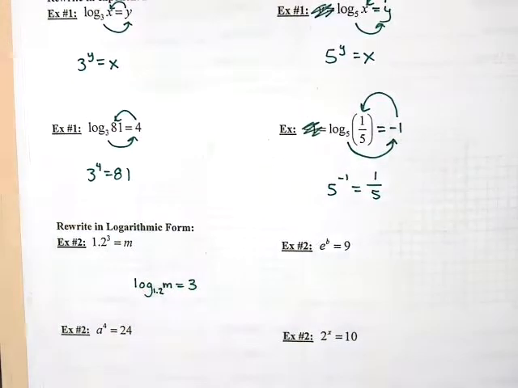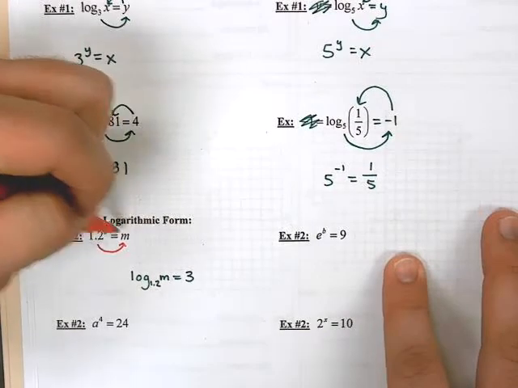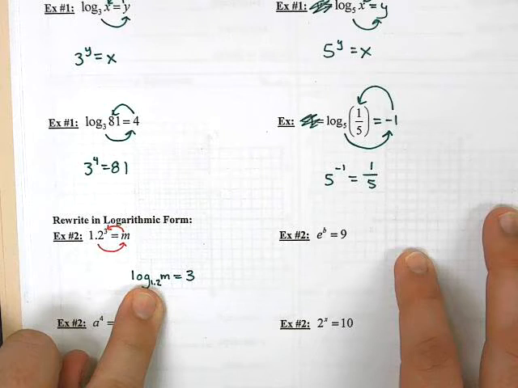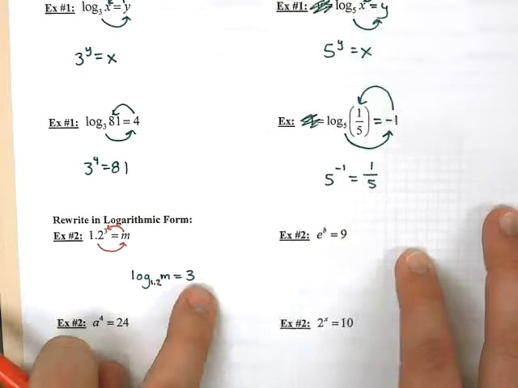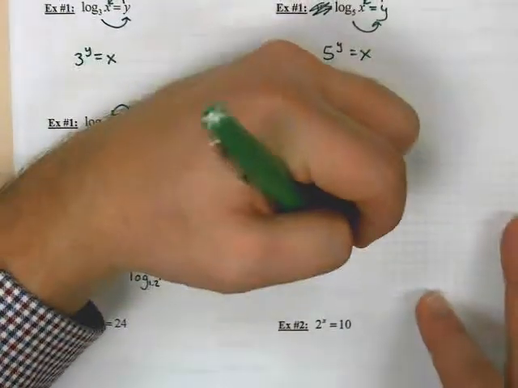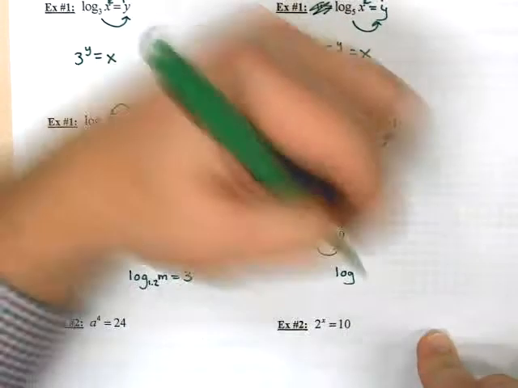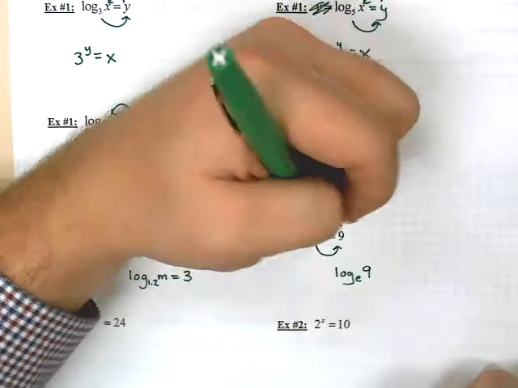The other way to think about it, guys, is you can keep using your circle. It's just a little different. So log base 1.2 of m equals 3. I can do the same thing on this one, right? Log base e of 9 equals b.